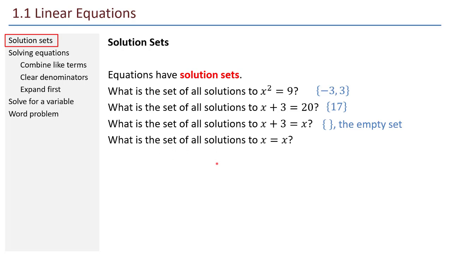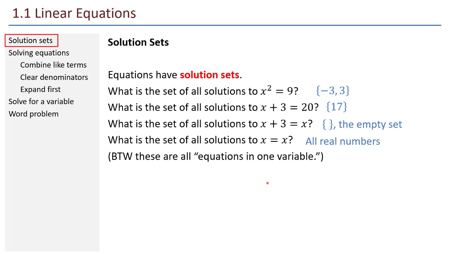How about this? What is the set of all solutions to x equals x? Well, any number works. 10 equals 10, pi equals pi, -8 equals -8. So in fact, any real number is a solution. The solution set for that equation is all real numbers. So solutions can have a few solutions, one solution, no solutions, or infinitely many solutions. All those possibilities are there.